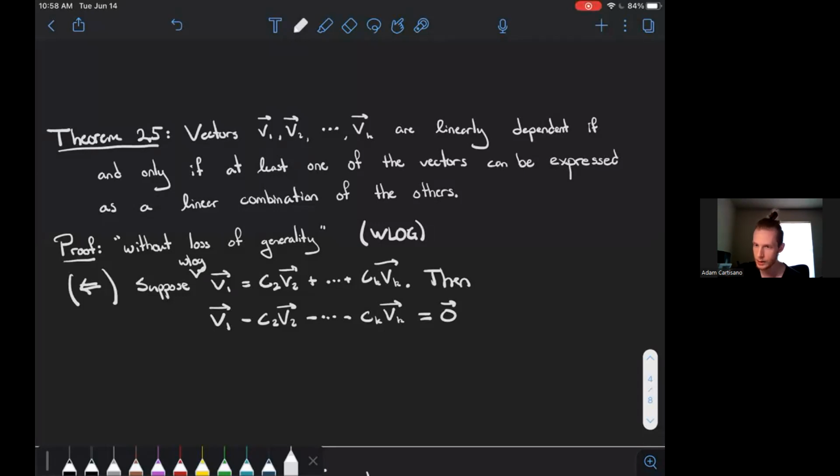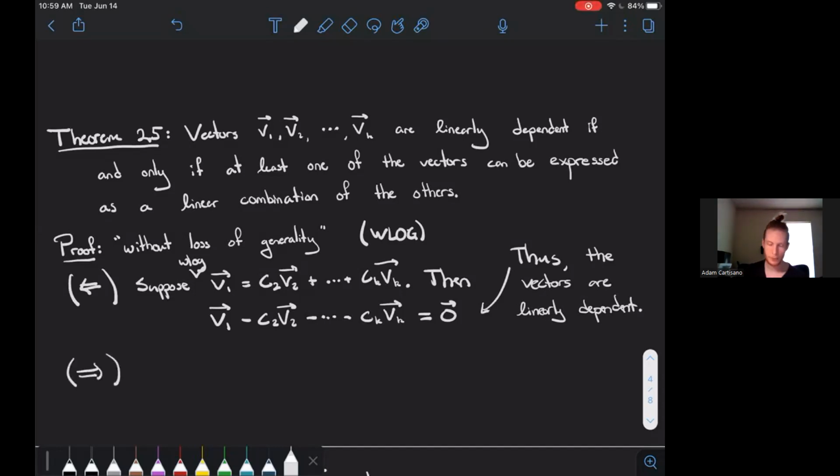Now, I guess technically the scalars are negative c2 and negative c3 and negative ck and whatever. But those are still scalars. They're real numbers, right? And so, thus, the vectors are linearly dependent. That's it. Let's go the other way now.